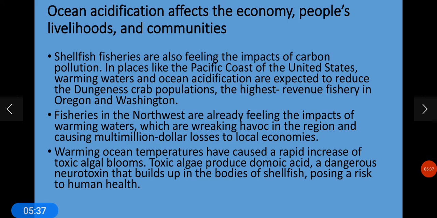Fisheries in the Northwest are already feeling the impacts of warming waters, which are wreaking havoc in the region and causing multi-million-dollar losses to local economies. Warming ocean temperatures have caused a rapid increase of toxic algal blooms. Toxic algae produce domoic acid, a dangerous neurotoxin that builds up in the bodies of shellfish, posing a risk to human health.